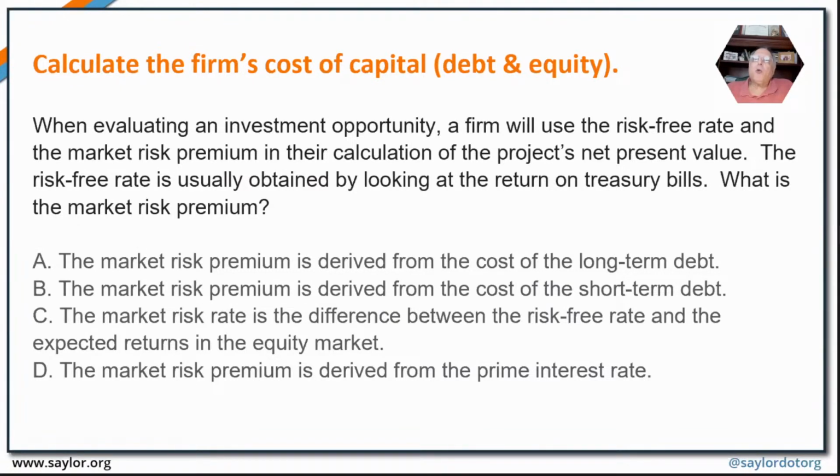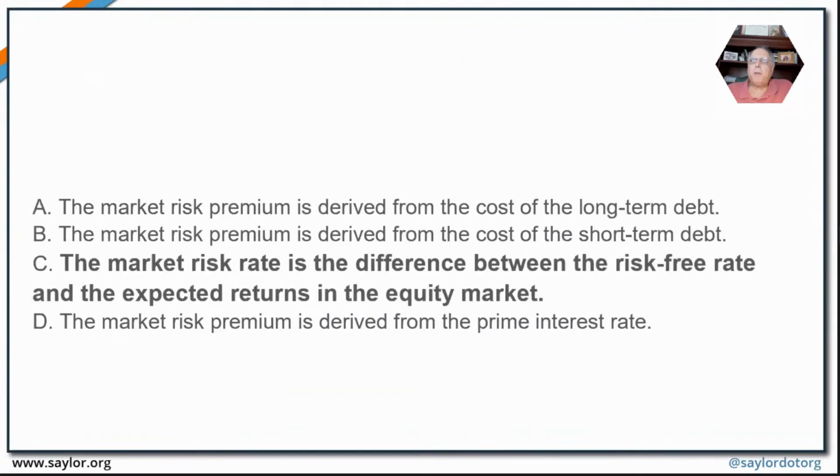So we want to know what the market risk premium is. So there's a difference between the risk-free rate and that premium that the market is. So what is the market risk premium? Well, it's the difference between what that risk-free rate is and what the expected returns in the market are. So for example, let's say that the current interest rate on a Treasury bill is 3%.